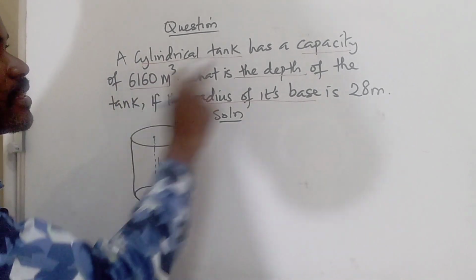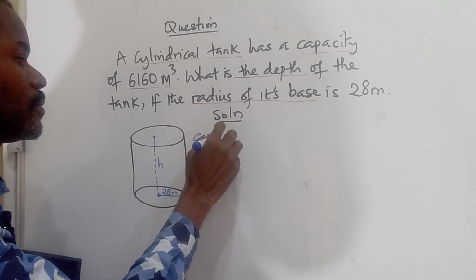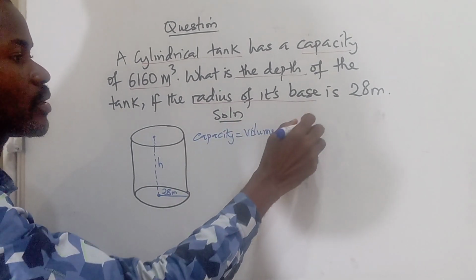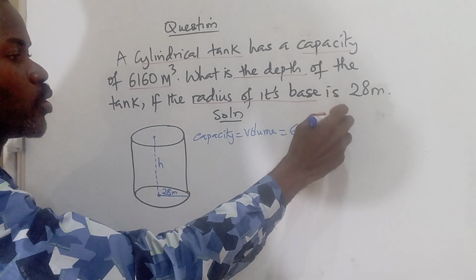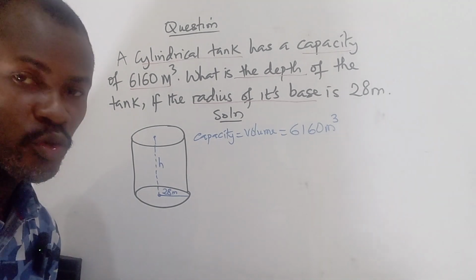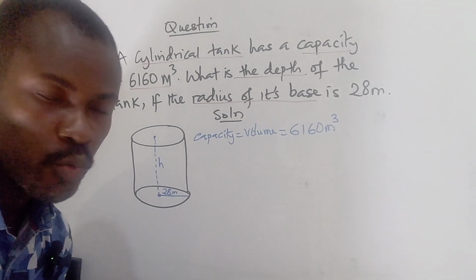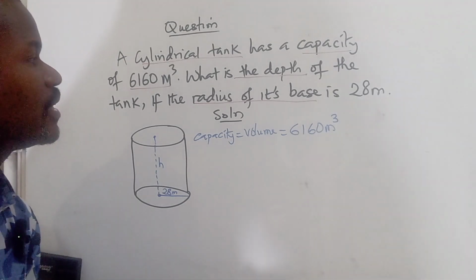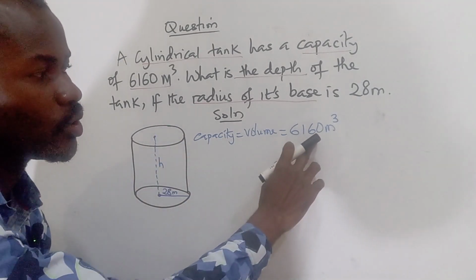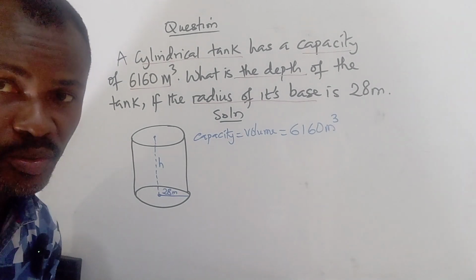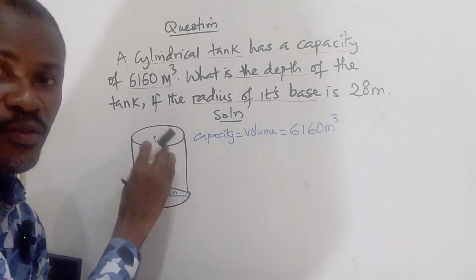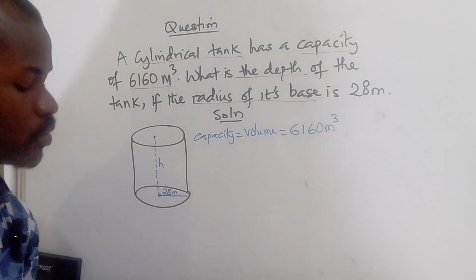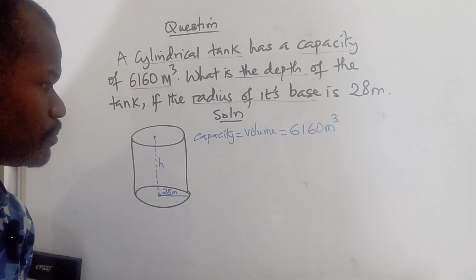All right, but we are given the capacity. The capacity is also the volume, which is 6,160 meter cube. So what it means is if you are putting any fluid, like liquid or even gas, the volume that this tank has is 6,160 meter cube. So that's the quantity of liquid or fluid or water that this tank can contain. So based on that, we can now solve the problem.